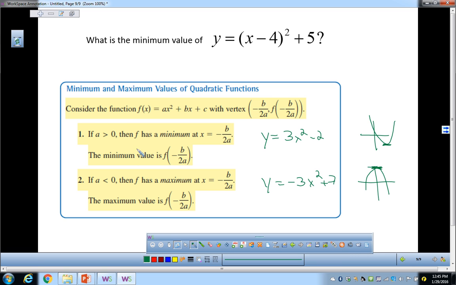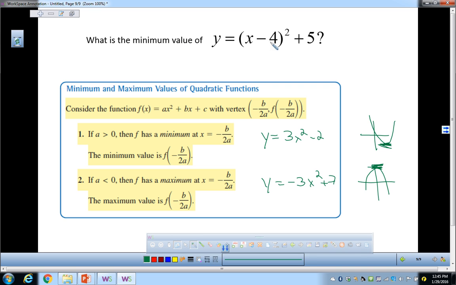So negative b over 2a is the x value where you will find your maximum, or your minimum. That's important too when you get to calculus, because the derivative can tell you where this critical value is, but it can't tell you whether you're at a minimum or a maximum, so you need to do some algebra for that. What's the minimum value of this parabola right here?